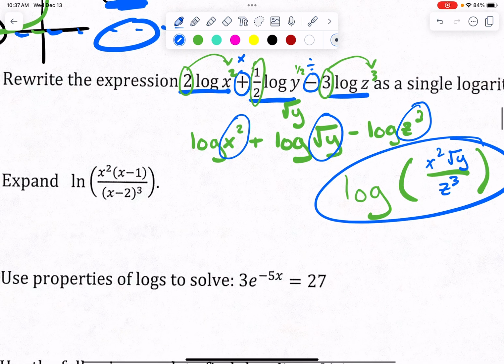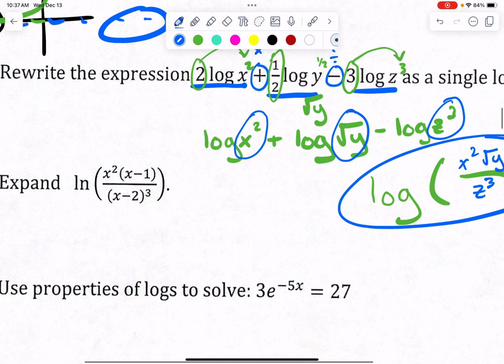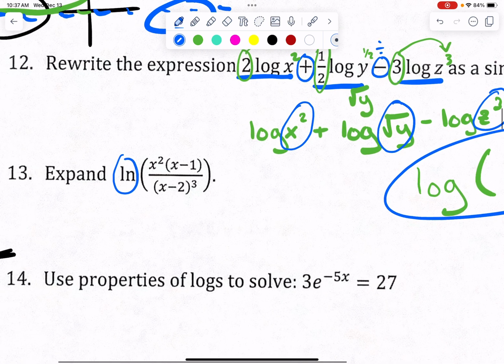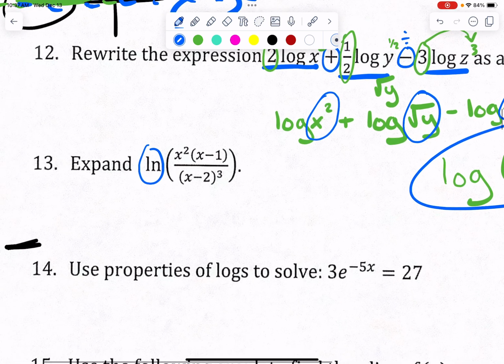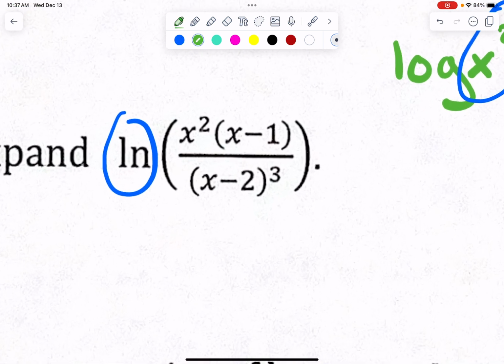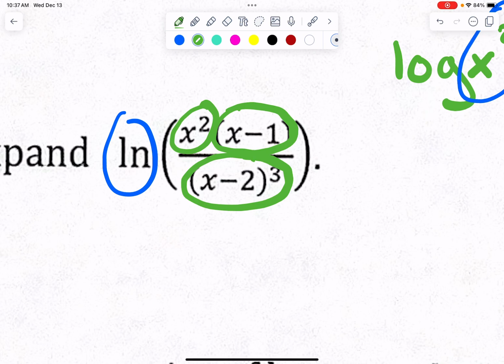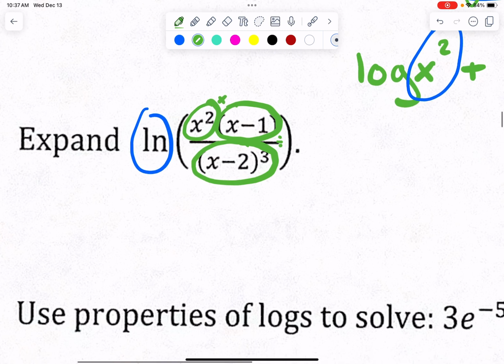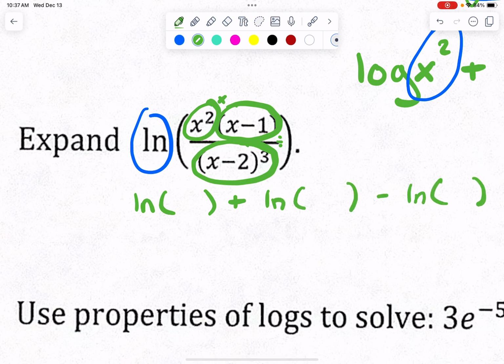That was condensing. Now we're going to be expanding. And this is an ln, so we're just going to use ln instead of log. Whatever, it doesn't matter. Okay, here we are expanding. All right, so we've got to look at our individual pieces. This is a piece, this is a piece, and this is a piece. Okay, so these 2 are being multiplied and the bottom one's being divided. So let me do my first expansion. I'm going to have ln of something plus ln of something minus ln of something because the bottom one is being divided.